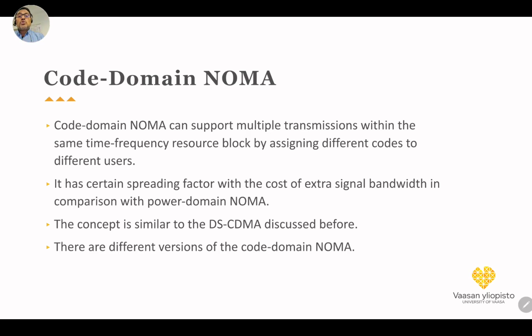We also have the code domain non-orthogonal multiple access, where the signal is not transmitted over the subcarrier or over the subband as it is, but we spread it with some spreading factor, like direct sequence CDMA. In that case we can also reduce the interference, even if they are on the same subcarrier, because they use orthogonal codes, so we can reduce the interference among them.